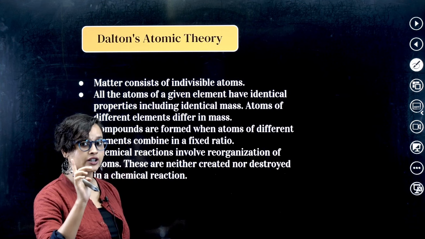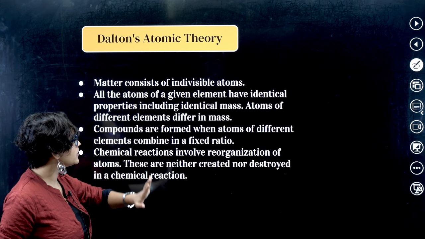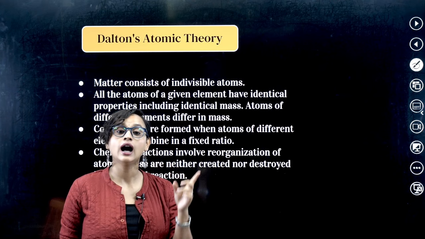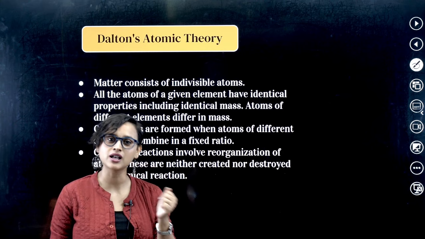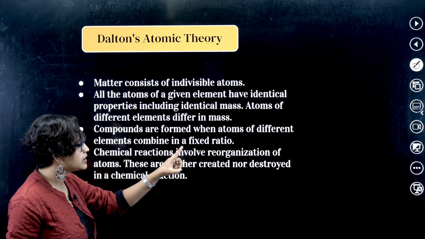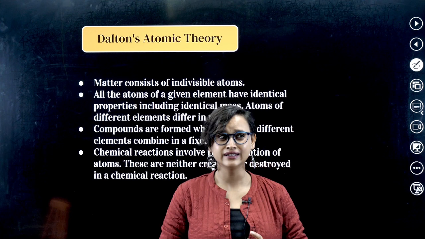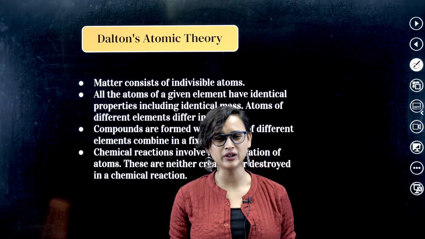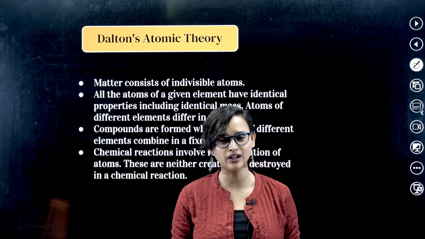Then he said that all the atoms of a given element have identical properties, including identical mass. That was also proven to be wrong, because of isotopes. Now, atoms of different elements differ in mass. Okay, that was right, but that was also not really right. Do you remember? There are also those atoms which have the same mass but different atomic number, different number of protons, different number of electrons. Remember? That is also possible.